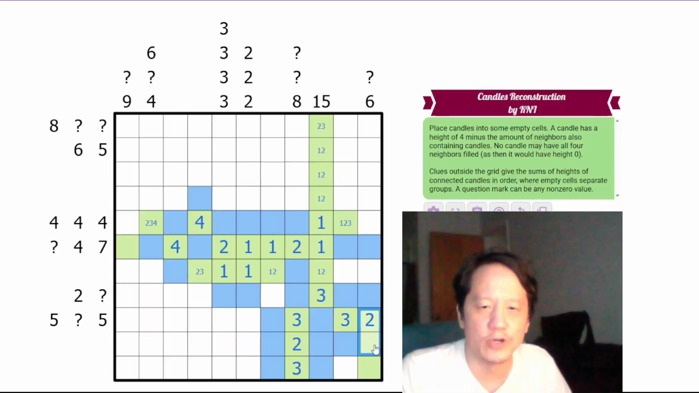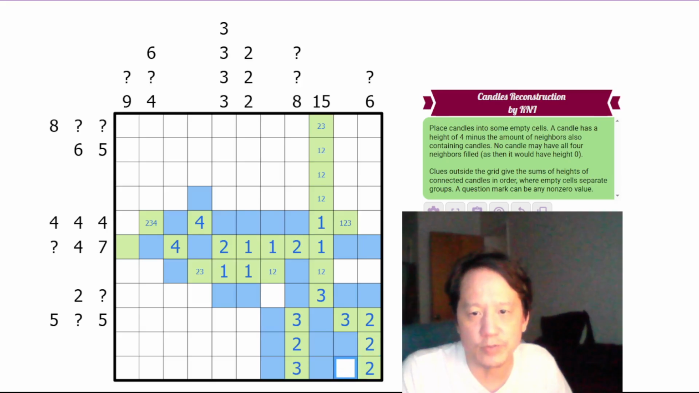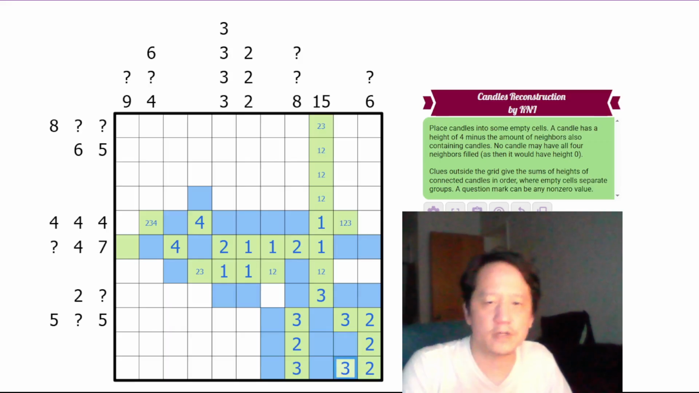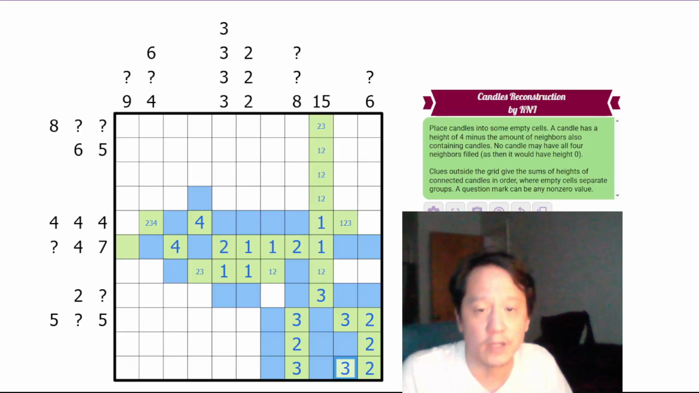This has 1 neighbor that has candles. No, 2 neighbors with candles. So then this must be 2. This must be 2 neighbors with candles too. So then this would be green. So this would have one neighbor with candles, so that would be 3. So far this is looking okay.